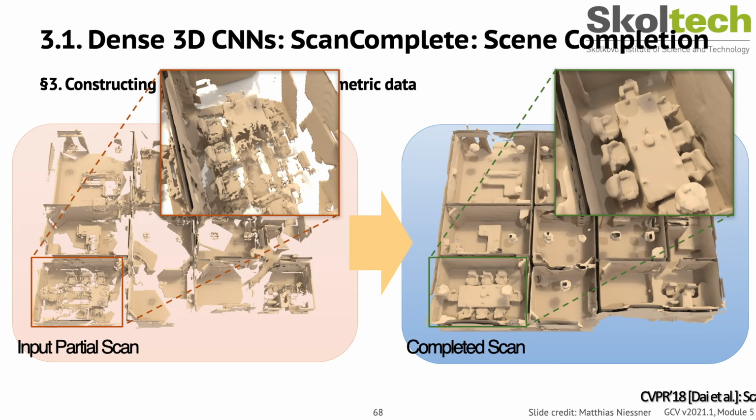So for example, in this scene you can see how the test input data actually looks. It is severely corrupted by incomplete geometry, and the network is actually able to predict everything very well. You can see the chairs, and the structural elements are present in this meeting room.